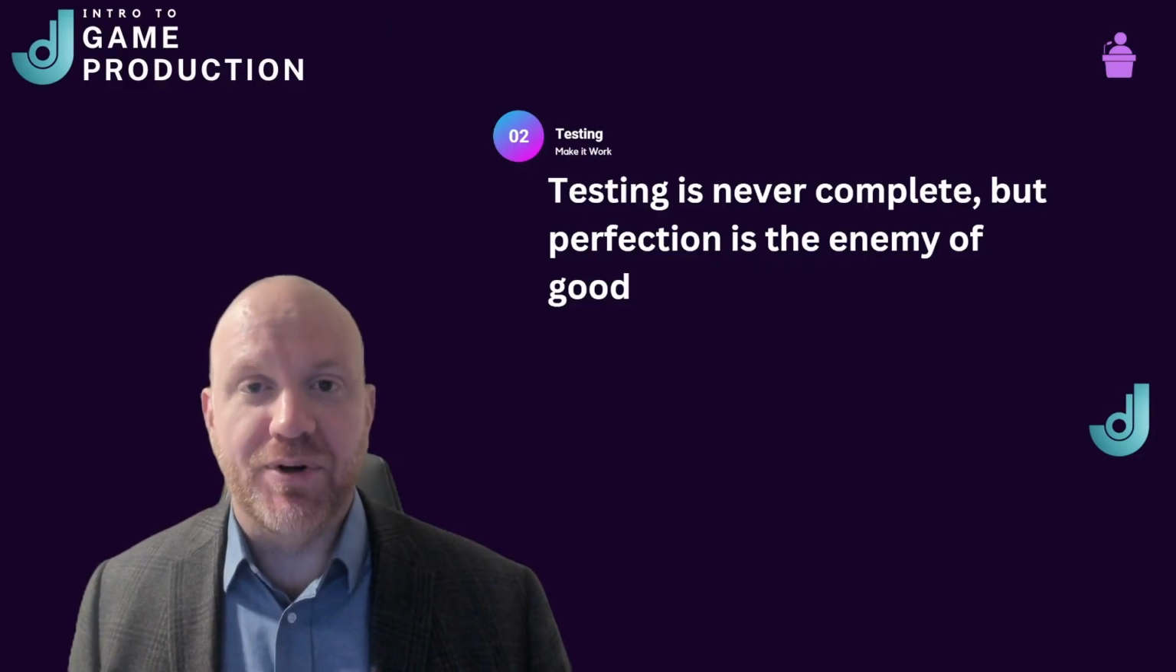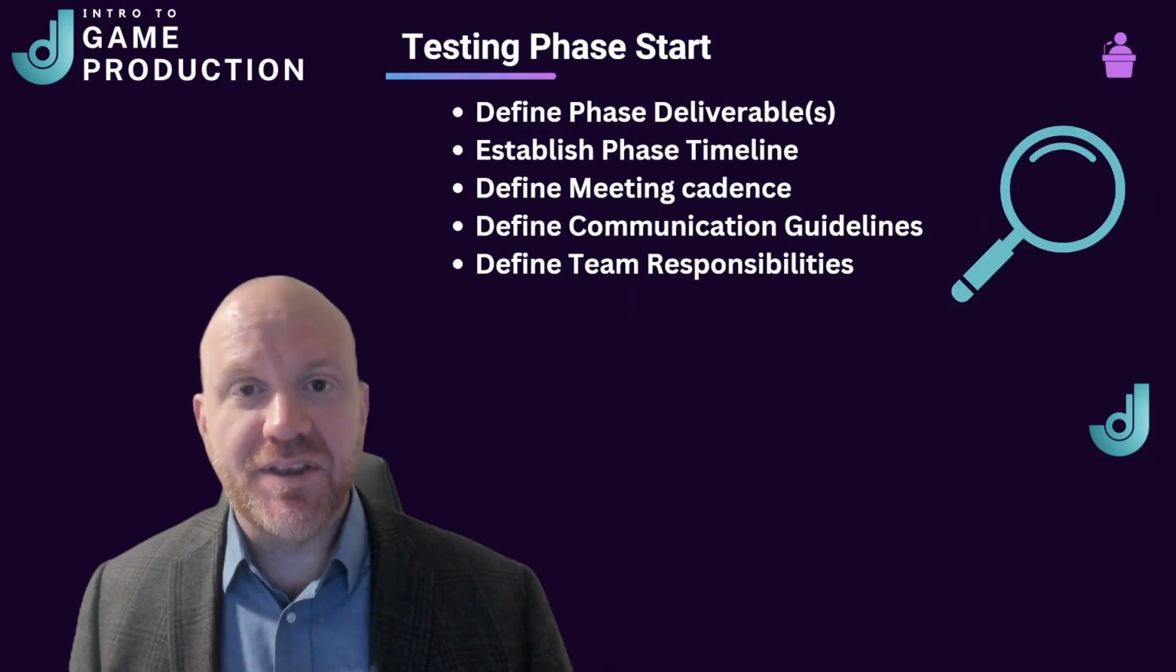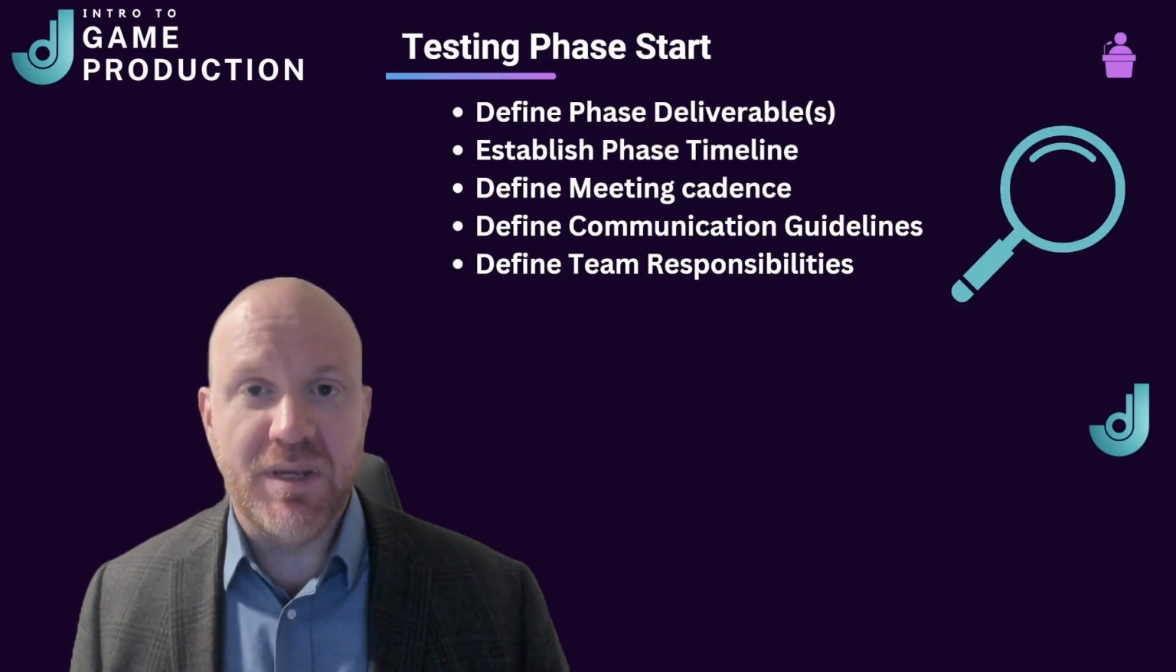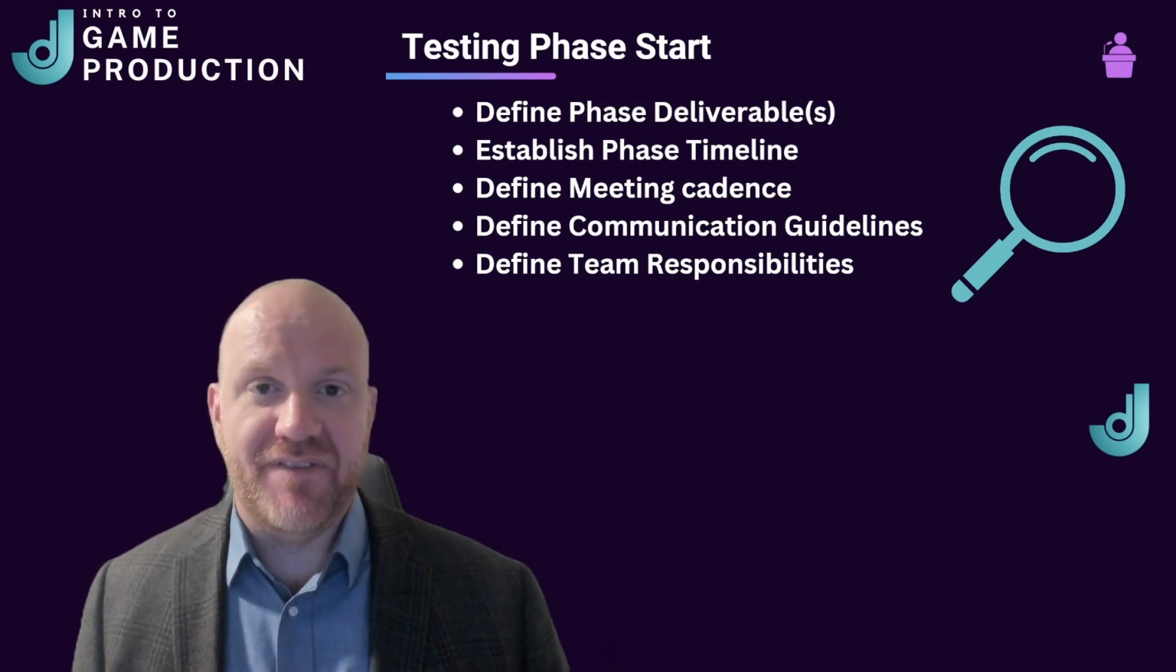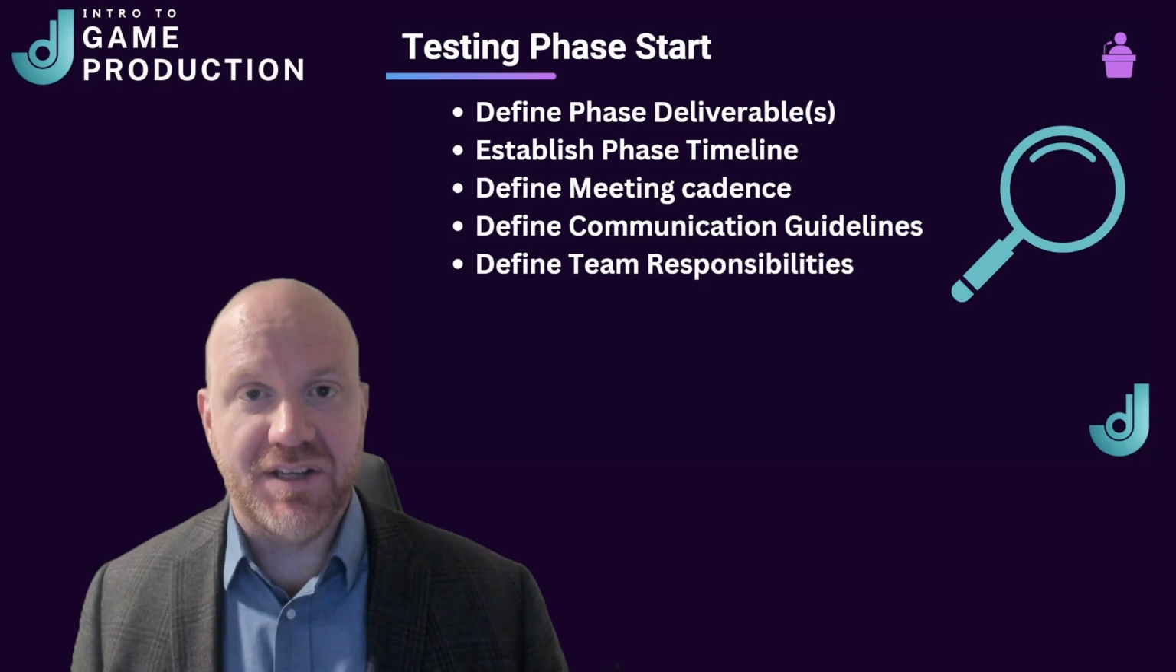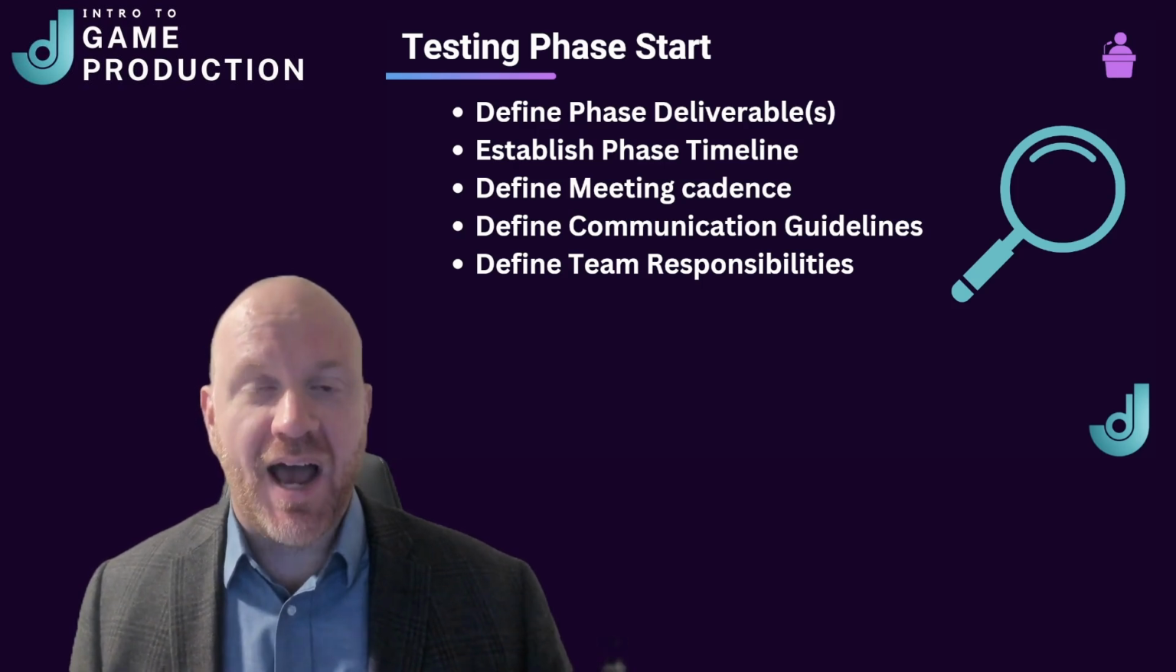And the role of the producer in the testing phase is to define when the game is good enough. So at the start of the testing phase, it's important that you meet with the team and make sure that everyone is aligned on what is required to launch the game. So you'll want to define what the phase deliverables are for this phase. You'll want to establish a phase timeline for the testing phase. And this includes a meeting cadence of how often the team will meet to discuss various topics related to the testing phase and ultimately how do you get to launch.